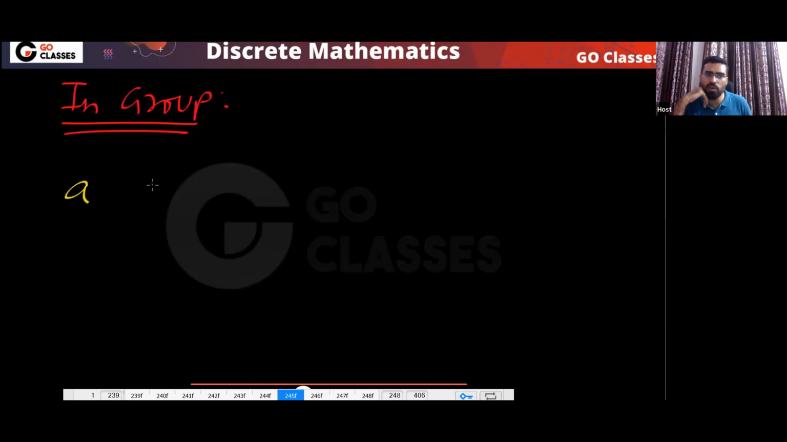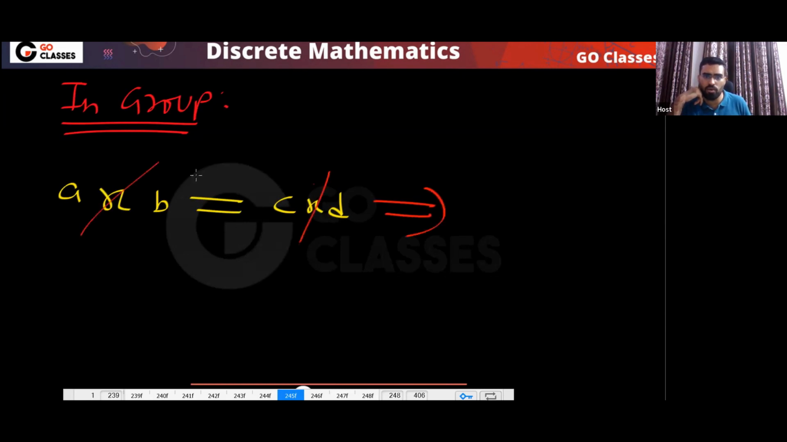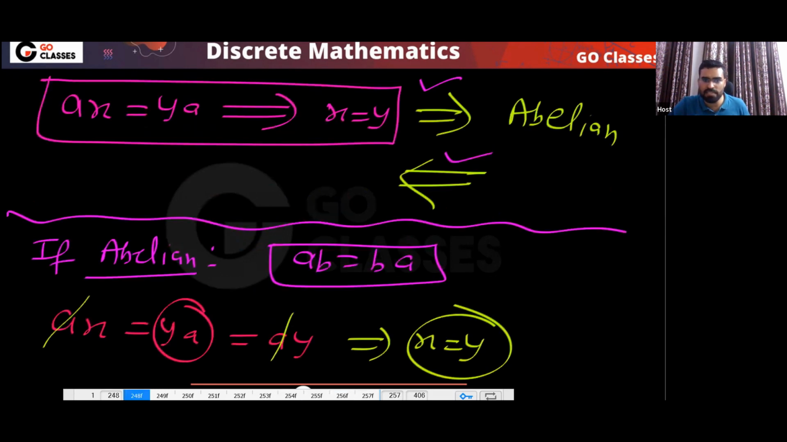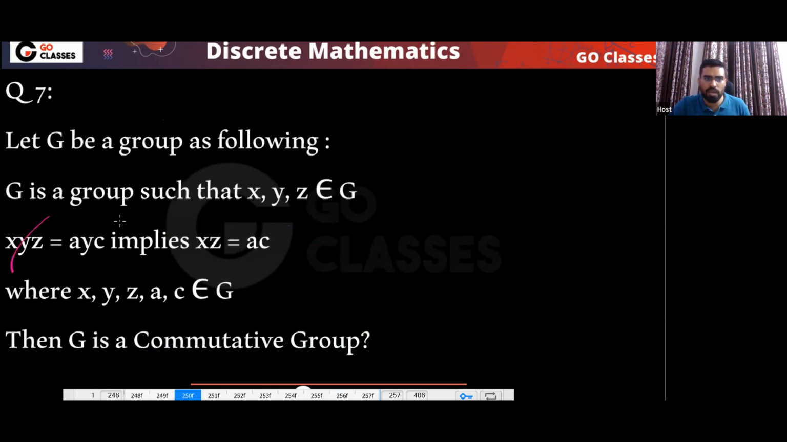In a group this thing is not allowed, like ab, and let's assume for example ab, cd, and let's assume xx. This middle cancellation is not allowed, this is equal to ab equal to cd. This thing is not allowed in a group. So this middle cancellation is not allowed in a group. But if you can do middle cancellation, then can I say it is abelian?